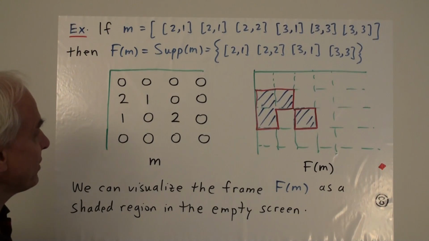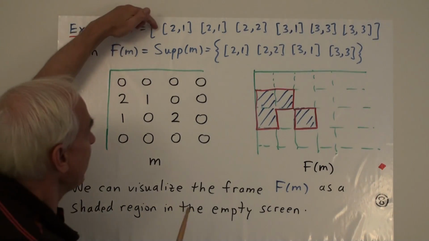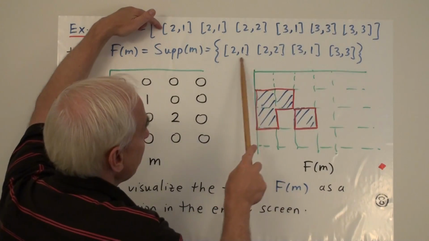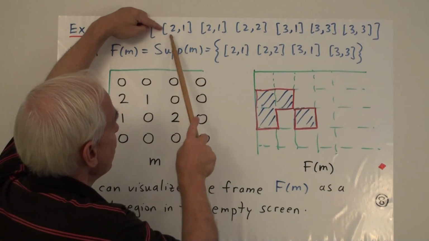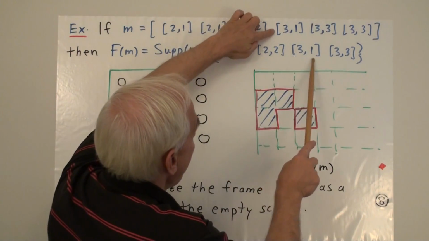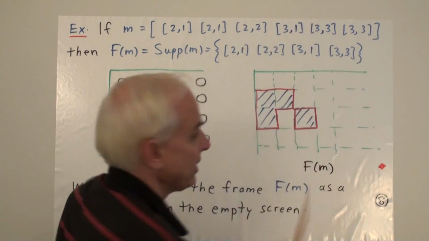What is its support? Its support is what we get when we form a set where all of these elements here are just replaced with a single one. So 2, 1 is a single 2, 1; 2, 2, there it is; 3, 1; and the 2, 3, 3 is replaced with a single 3, 3.